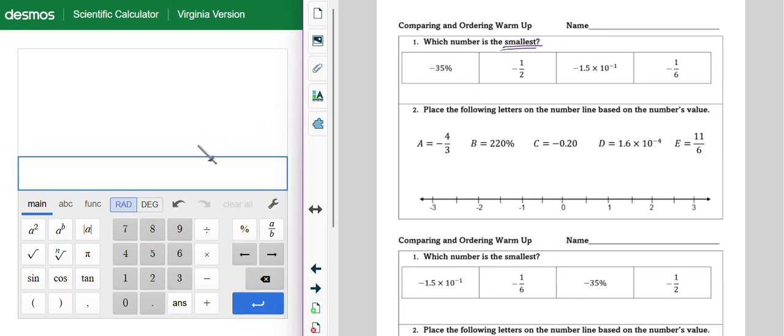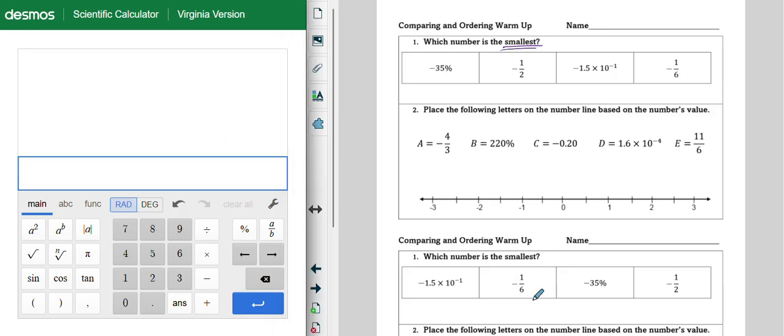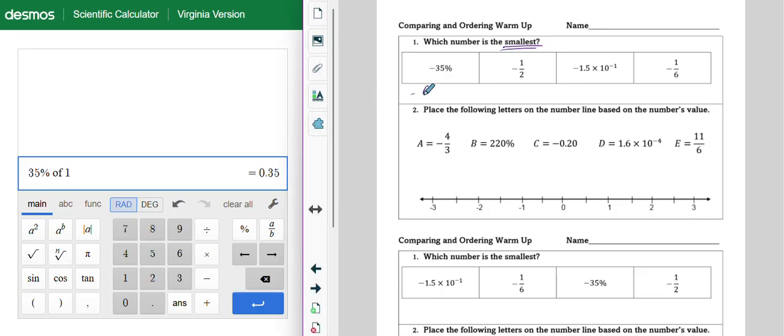First thing I have to do is change everything into a decimal. 35%. Let's say you forget how to change a percent into a decimal. Decimals can help you with that. 35% of 1 is 0.35. Hopefully you remember, you're really just moving the decimal place 2 spots, or dividing by 100, but that turns into negative 0.35 either way. 1 divided by 2 is 0.5.